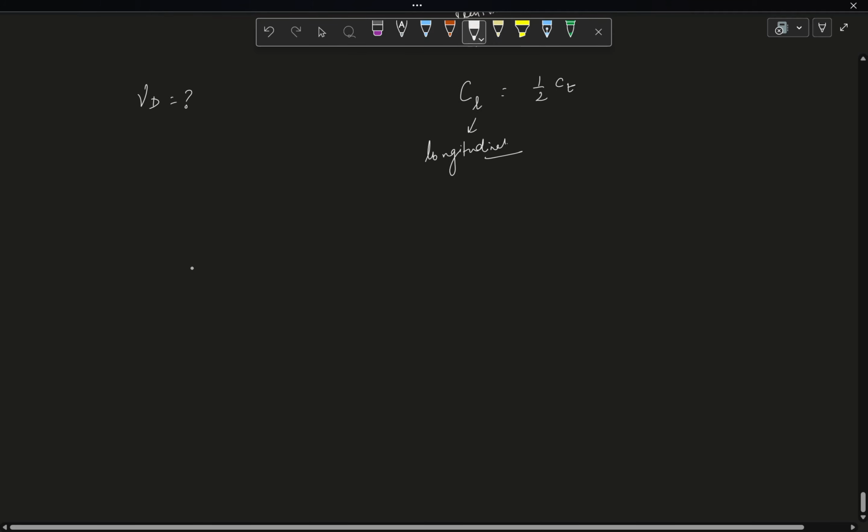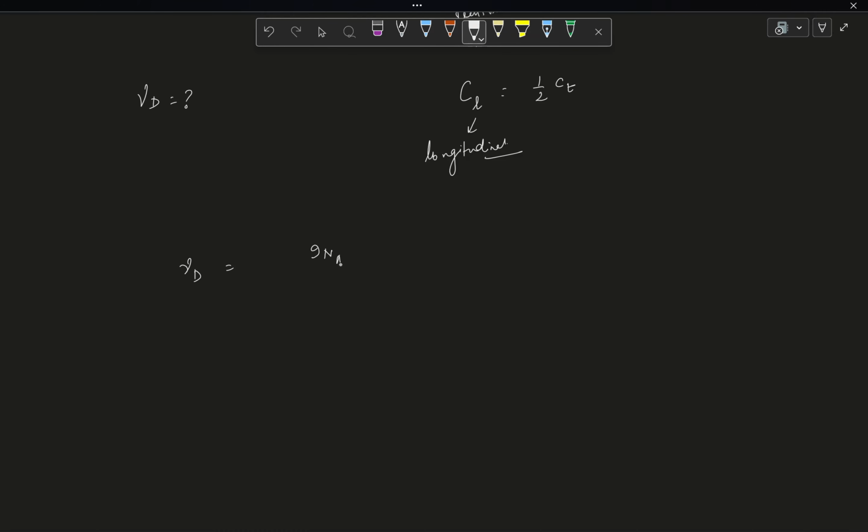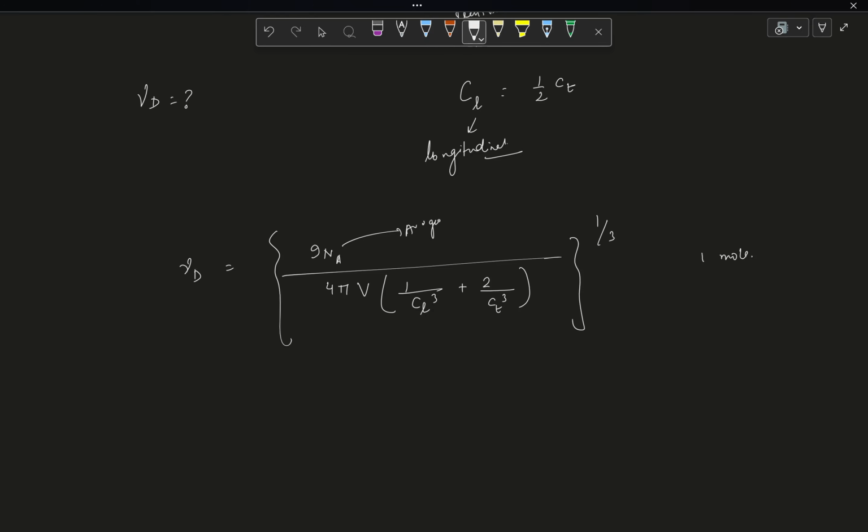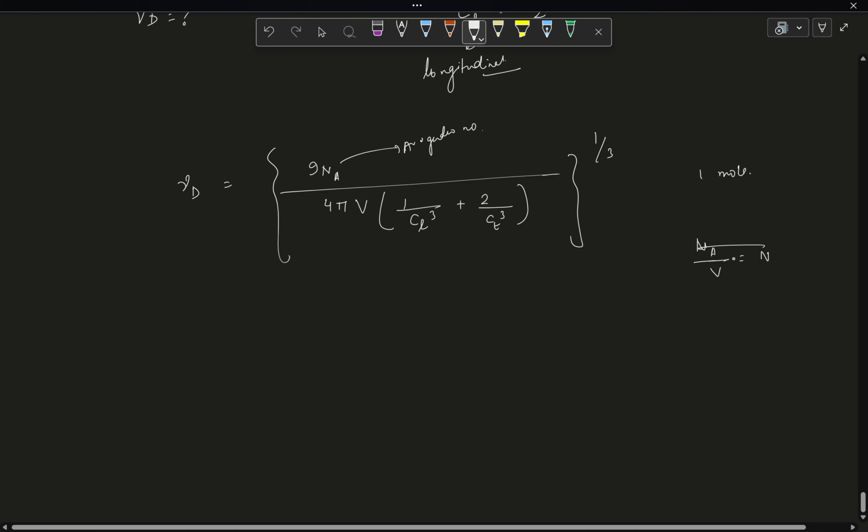So the connecting formula here is basically, the primary thing for this solution is nu d is equal to 9 times Na divided by 4 pi V, 1 by CL cube plus 2 by CT cube, to the power of 1/3. This is for 1 mole. That is why you have this Avogadro's number. So you know that Na by V is equal to then, here this is for 1 mole.